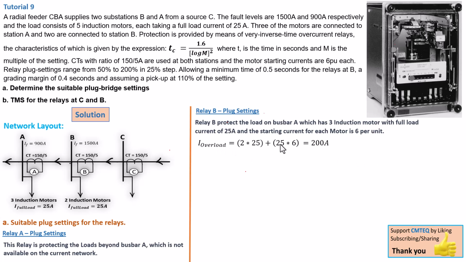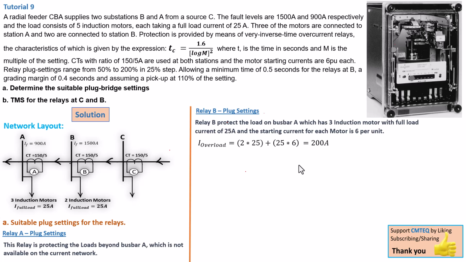Now the overload situation is that each motor is starting one at a time, right? They're not starting all 3 motors at a time, because if they start 3 motors at a time, each one of them having a 6 per unit starting current, you're going to have a lot of current flowing that might actually trip the circuit. So they are starting 1 motor at a time, which means the worst case scenario is we've got 2 motors already running, that is 25 amps times 2, plus the 1 motor that is starting, that will be 25 times 6 per unit current. So we're going to get an overload current of 200 amp, right? So that is a worst case scenario.